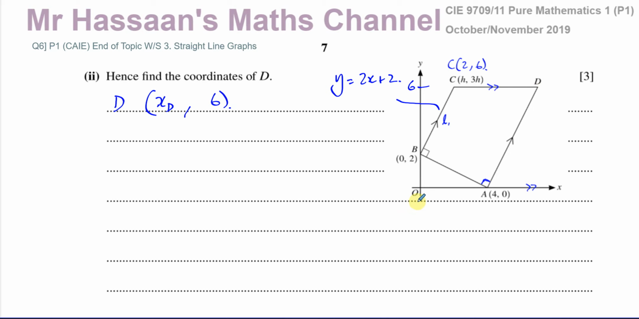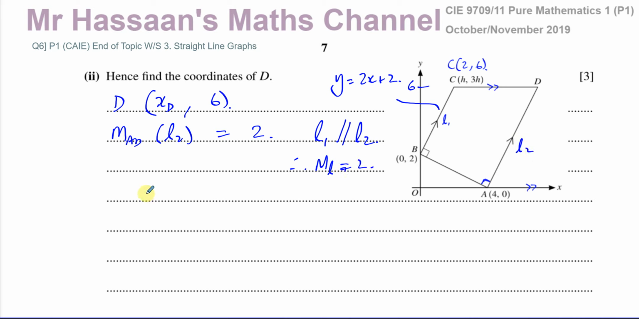We know the y coordinate of D, and we can find the x coordinate by using the gradient of the line AD. The gradient of the line AD, which I'm going to call line 2, is equal to 2, because it's parallel to this line. These two lines are parallel. Line 1 is parallel to line 2. Therefore, the gradient of line 2 is equal to 2.